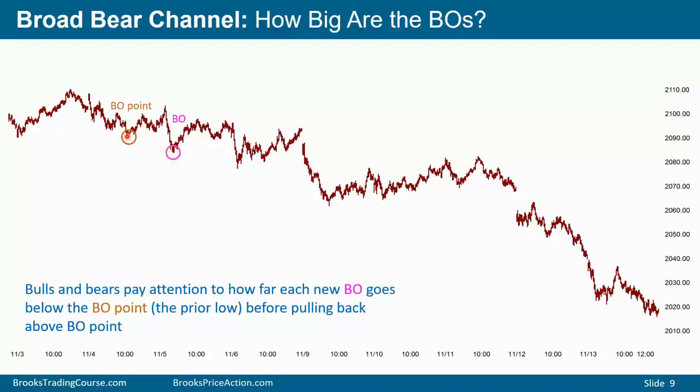Strong breakout below a prior low. This is the breakout point, and that's the breakout. And how far did this low go below that low? Here, 26 ticks. This breakout went 62 ticks below that breakout point. And then you can see other breakouts, how big they are.